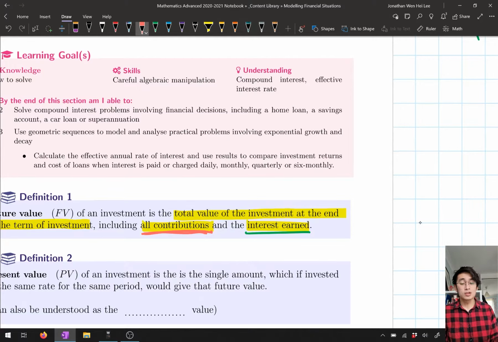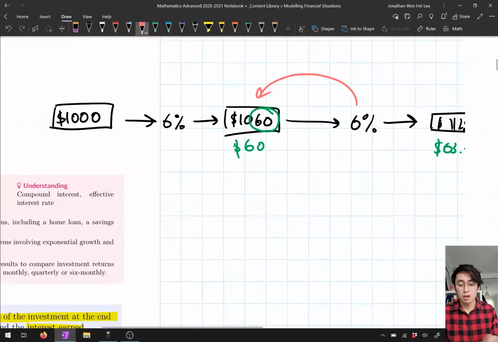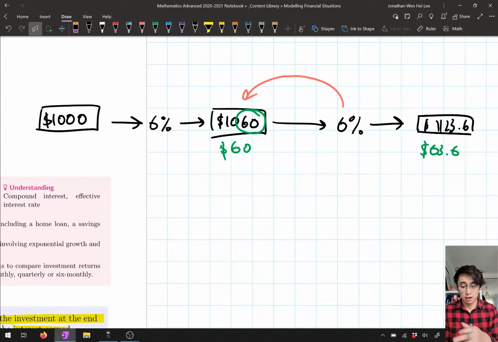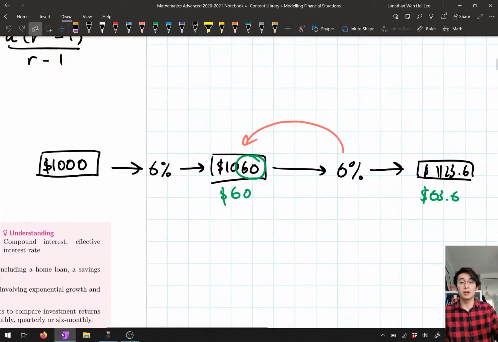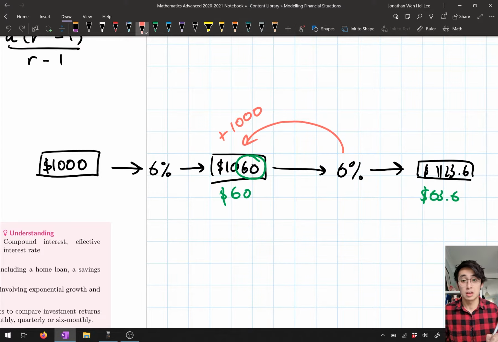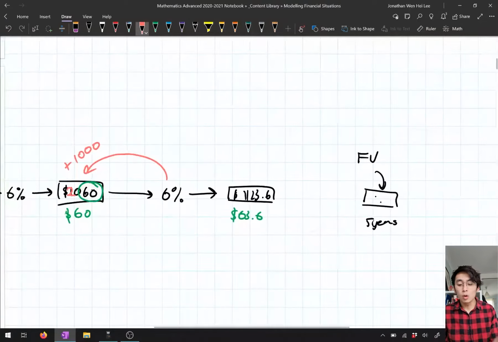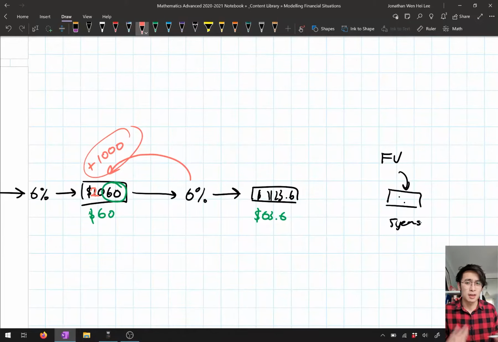Now, in this topic, we talk about scenarios where, instead of just letting your money sit there and accrue interest without adding extra money, often what people do is put money into the bank account, the savings account. So, for example, you might get 6% interest, and then after 1 year, you might say, okay, hang on, I'm going to add on another $1,000. And so here, instead of it being $1,060, it would actually be $2,060. Future value in those scenarios also involves all of these contributions and how they change the amount of interest that is calculated.